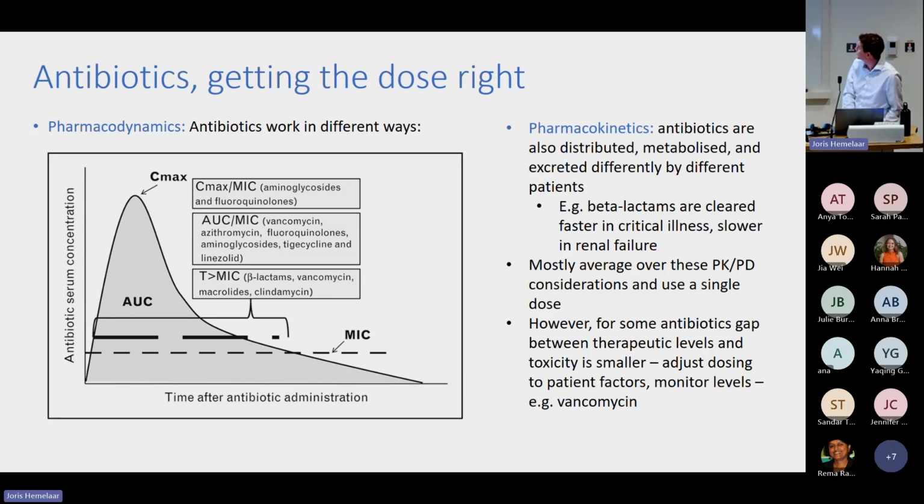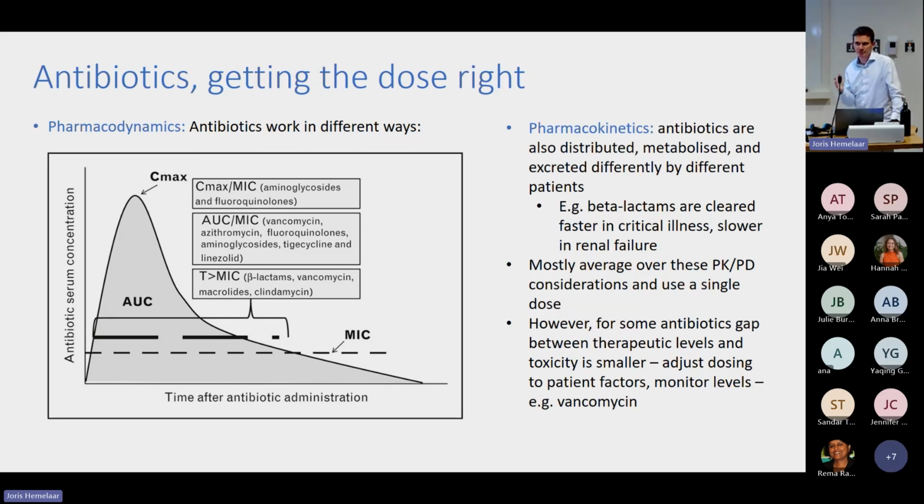kill the bacteria. And once we understand something about how the individual antibiotics work, we then need to understand how an individual patient tends to respond to being given an antibiotic. How does the antibiotic that's given get distributed, metabolized, and excreted? And so, for example, different patients, those who are critically unwell, may get rid of antibiotics faster and need more antibiotics, whereas some patients may actually excrete antibiotics more slowly and need less.